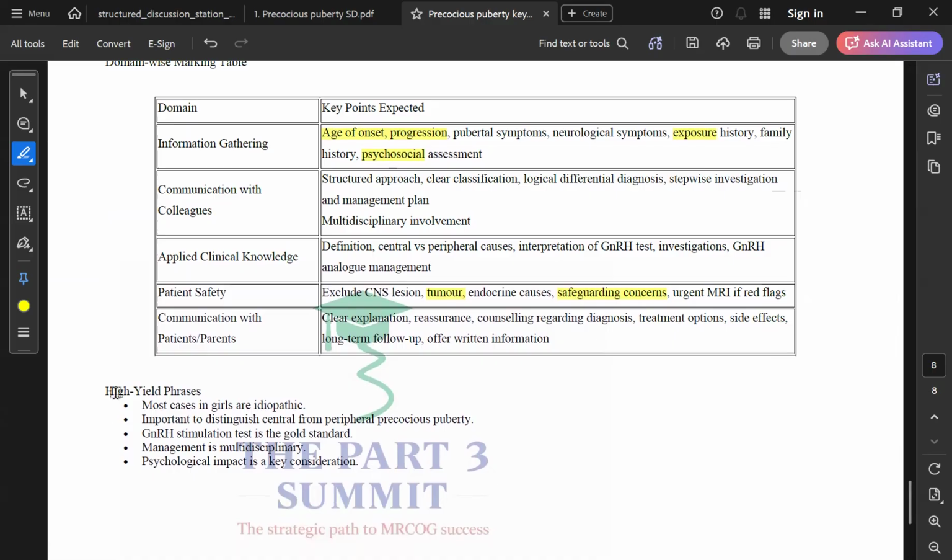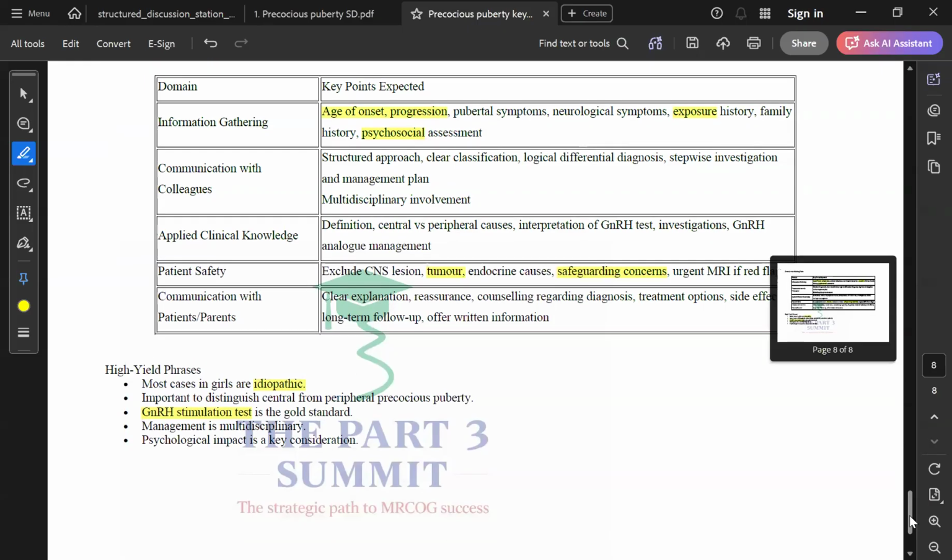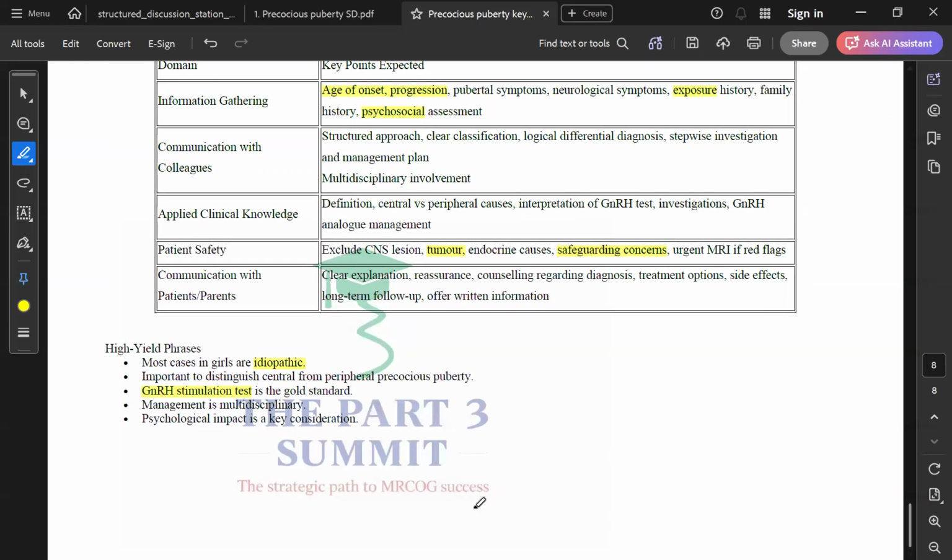So the high yield phrases, like I have put up, you have to mention these points. It's idiopathic most often. It is important to distinguish central from peripheral based on presentation and the investigations. And the GnRH stimulation test is the gold standard, and management is multidisciplinary. And make sure you do not forget that safeguarding concern. Okay. So this is the structured discussion station which we wanted to discuss with you guys.